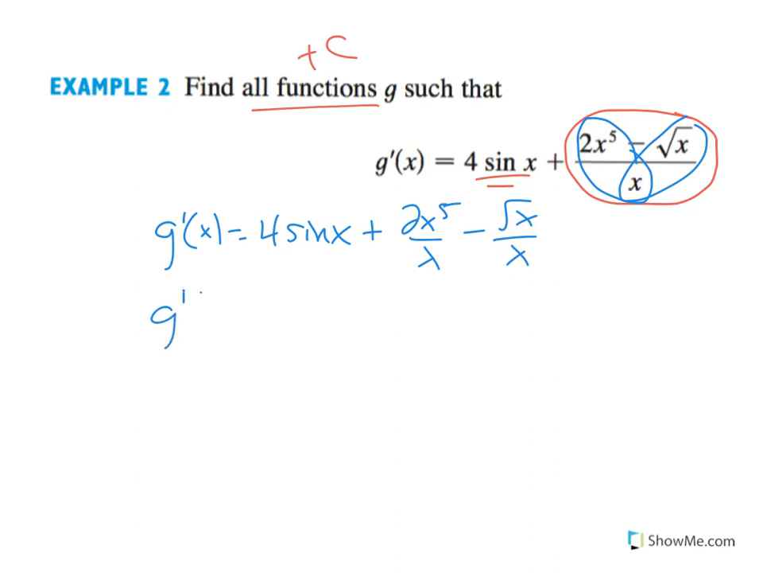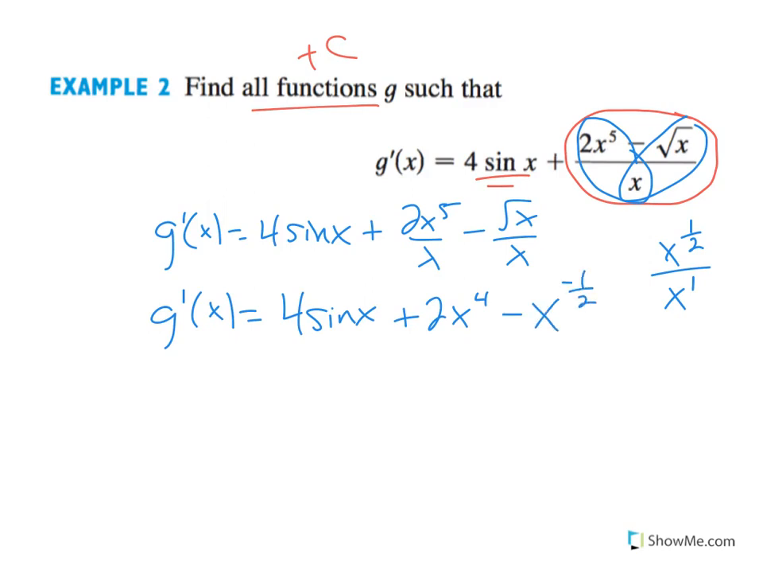And if I do properties of exponents, notice that the first case, 2x to the fifth over x, just reduces one of those x's, so it becomes 2x to the fourth. And then if I think of that as x to the 1/2 over x to the first, if you do properties of exponents there, I get x to the negative 1/2, so let's just keep it as negative x to the negative 1/2. And now working backwards, my antiderivative would be lowercase g here, because that would be the original function we're finding.